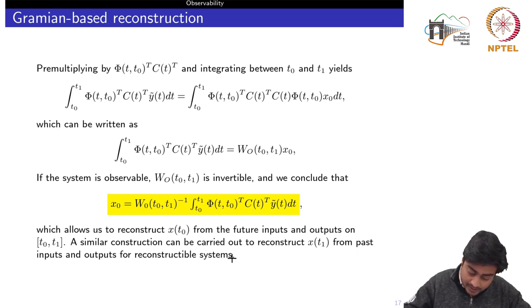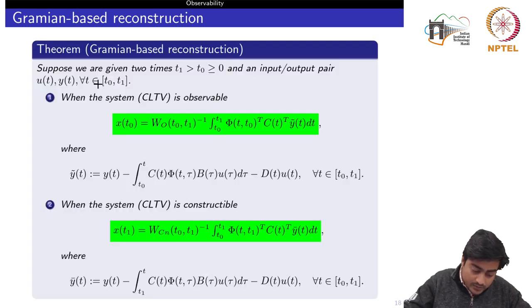Okay, a similar construction can be carried out to reconstruct x of t1 from past inputs and outputs for constructible systems, right? So we have the immediate result. Suppose we are again given two times t0 and t1 and an input-output pair u, y for all time t belonging to t0 to t1. When the continuous-time LTV system is observable, we can compute x of t0 using this formula, where y tilde is given by this one. And when the system is constructible, again we can compute this x of t1 using the constructibility Gramian.